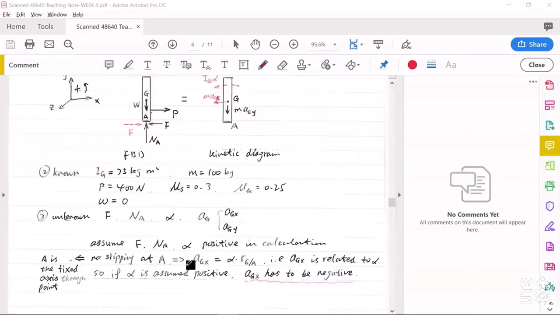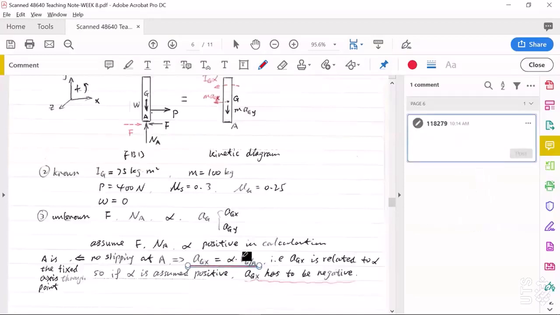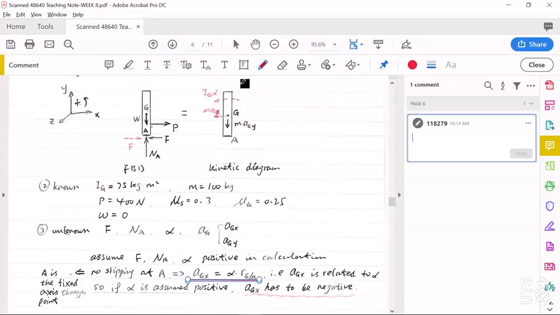So this means aGx should be equal to aGt, and equal to alpha times the distance from G to A. In this diagram, we can assume alpha positive counterclockwise according to this coordinate system. Then aGt, in this direction, must be to the left side.